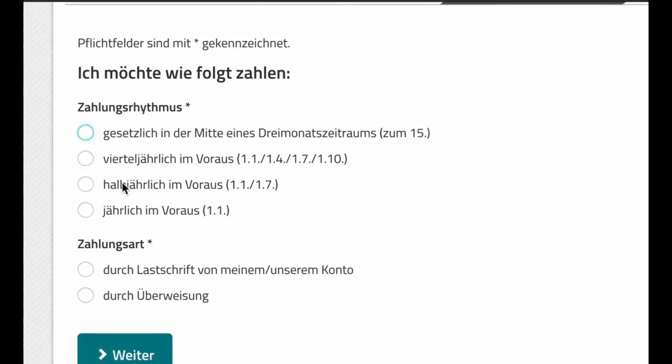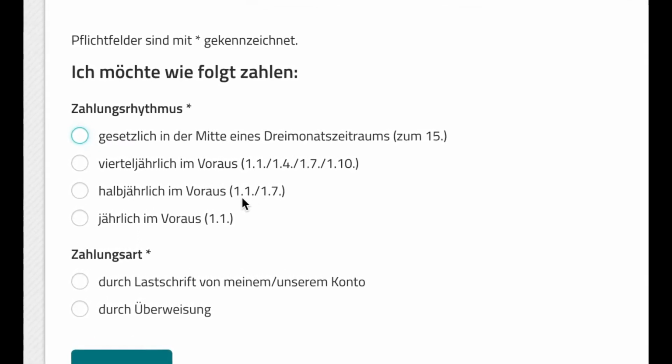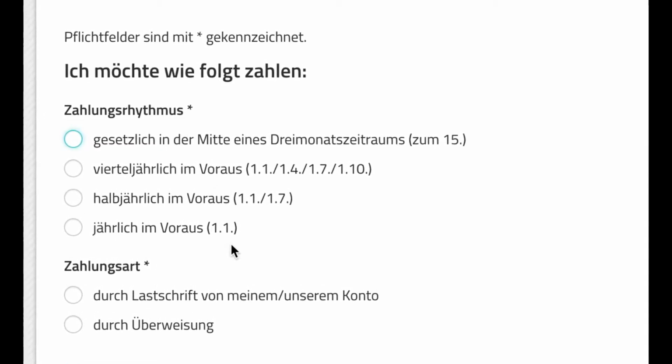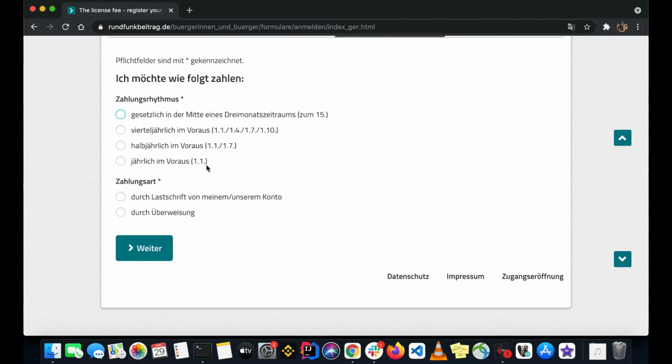And then this one is every 6 months in advance. So this will be made twice a year, 1st of January, 1st of July, and this is just yearly in advance for a year. So the payment will be made on the 1st of January and it will be a large sum, 17.5 into 12, and it will go for the entire year. For me, I would prefer quarterly in advance. I don't know why, I just prefer this, so I'll just select this.